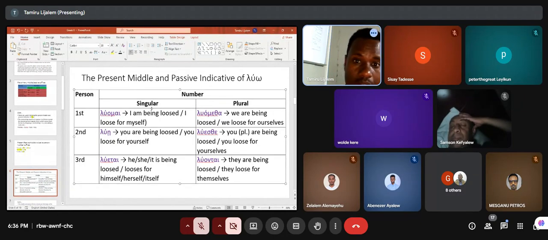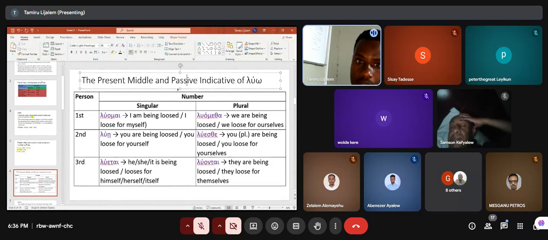So we have been discussing the middle or passive. I'm being loosed is the passive. Passive can be formed by be plus the past participle form of the verb. In the present, I'm being loosed. I've loosed myself: the middle voice can be formed by I loose for myself.